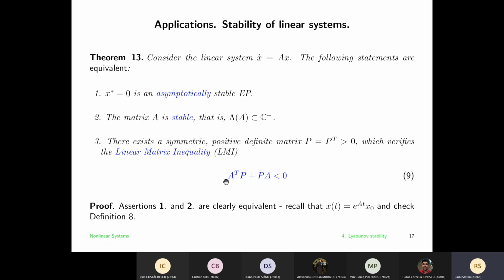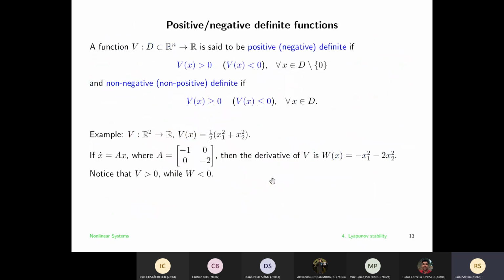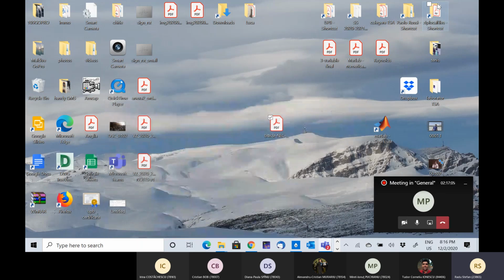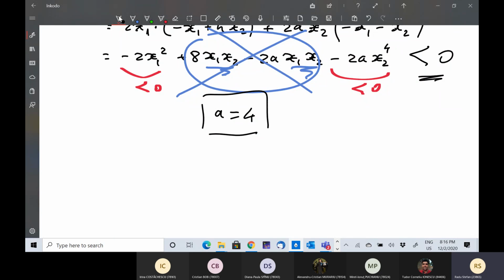I have to be sure that I'm understood correctly here. This sign means that the matrix A transpose P plus PA is negative definite. This was explained by Tudor. There is a slide on that matter. This one, okay. If we have a quadratic form like this one, I have written that in one of the slides here. I'm recalling that again. It's important.